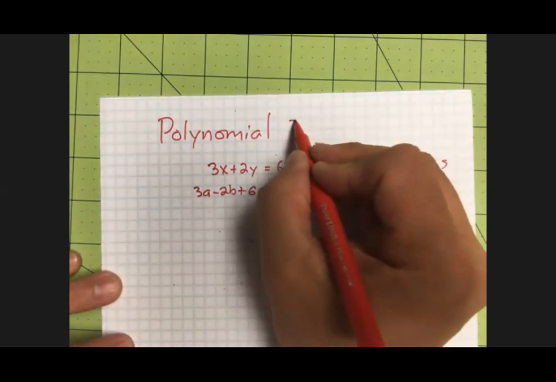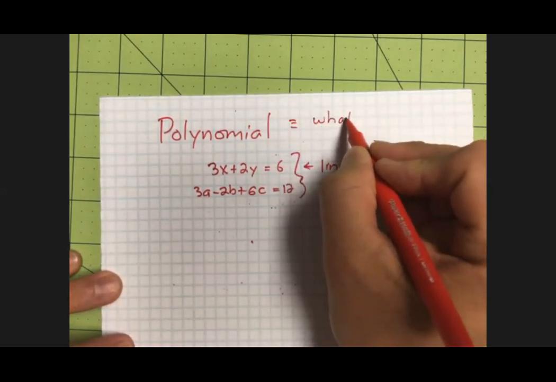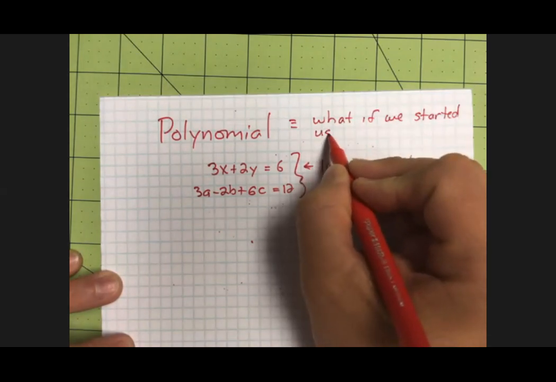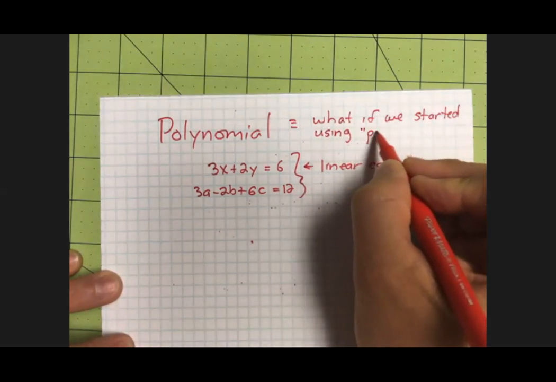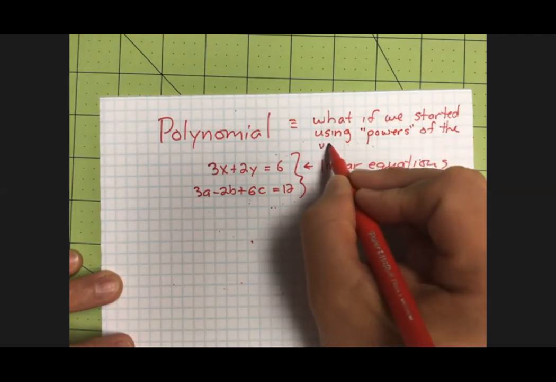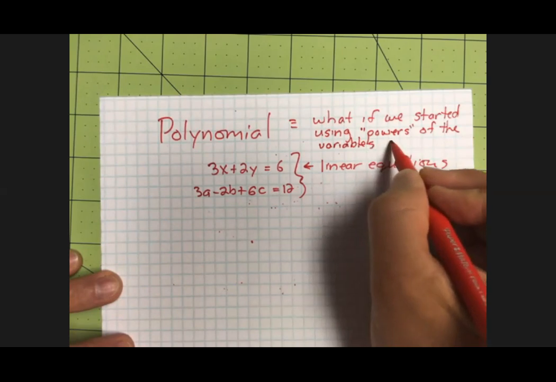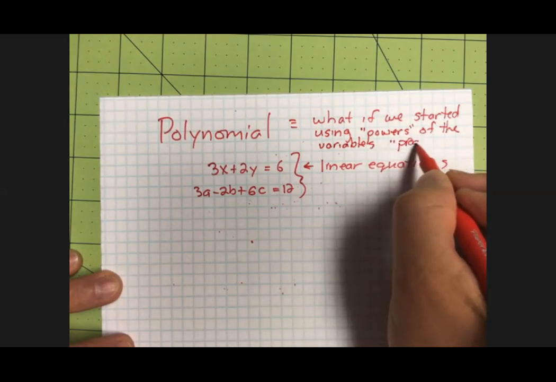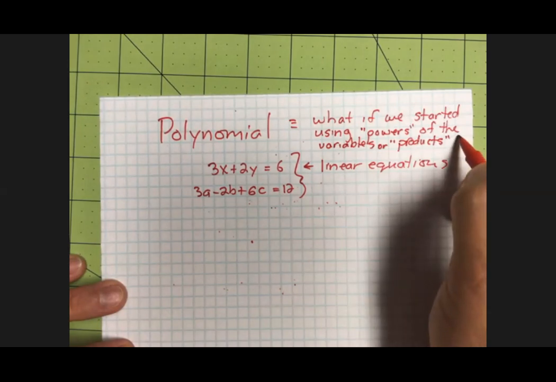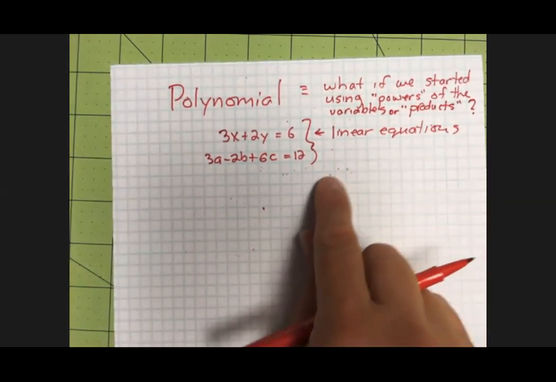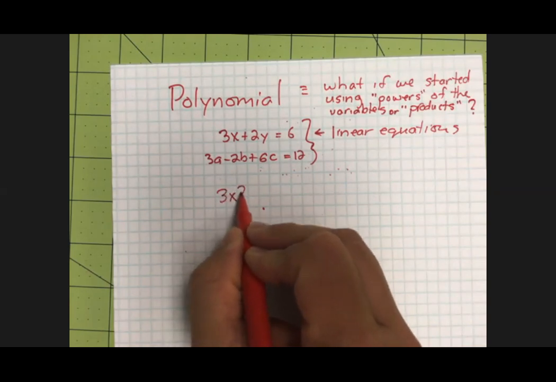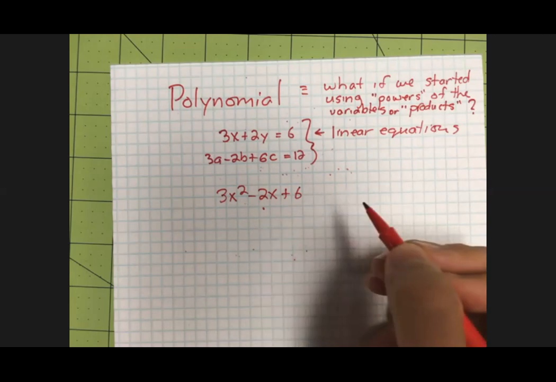But polynomial says, what if we started using powers of the variables? Or you could say products. Products means multiplying variables. I squeezed that in too far. So the difference between a linear equation and a polynomial is really kind of short. Let me write down a polynomial. That's a polynomial.